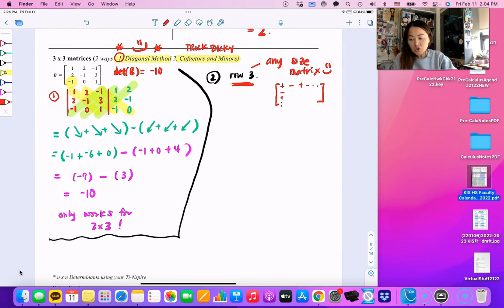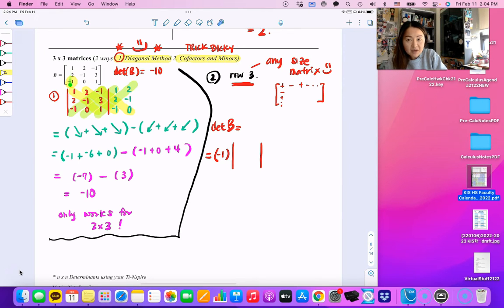We chose row 3, so we're going to find the determinant of B, in our case, B. And we chose row 3. What do we use? The row that you chose, and the value is -1. That's called a cofactor. And then what we do is we cover up the row and the column. We cover up the row and the column that the -1 consists of.